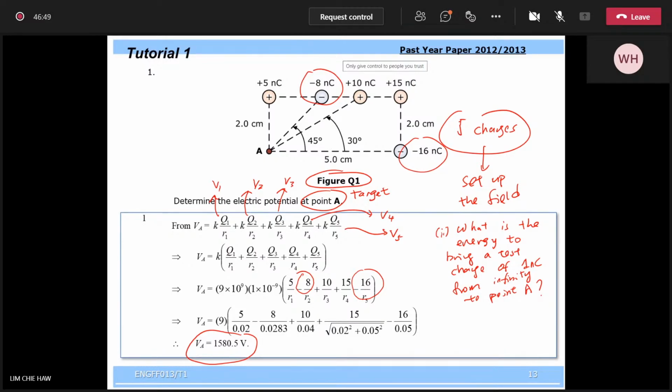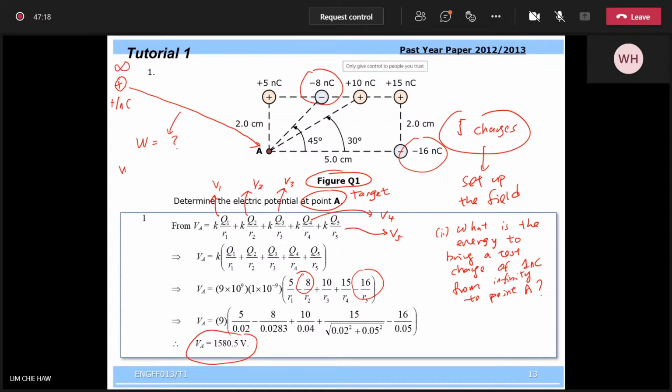It means that we will have a test charge somewhere here, positive 1 nanocoulomb, and the location is infinite. We want to bring this charge to this location. So therefore, what will be the work done? Understand the situation or not? So this will be very straightforward.